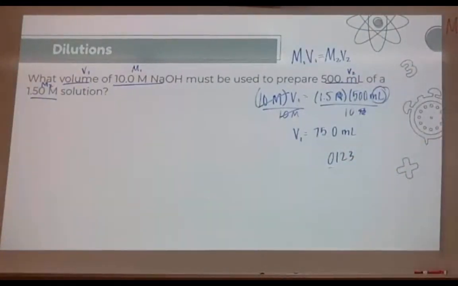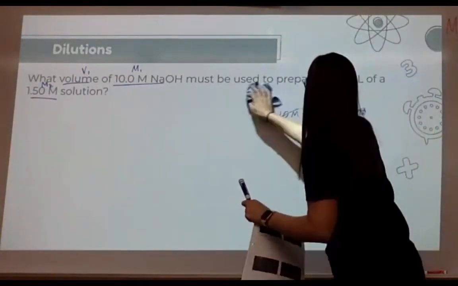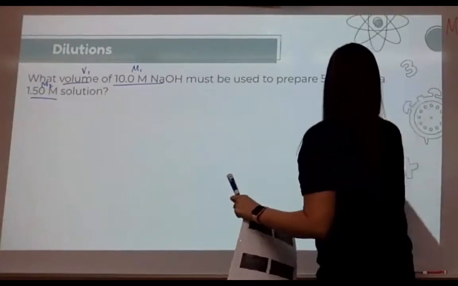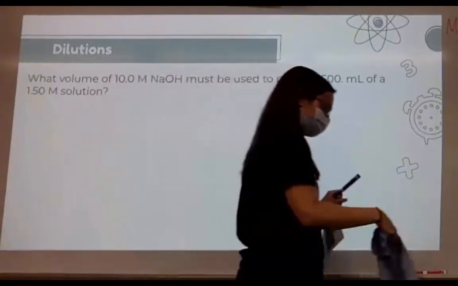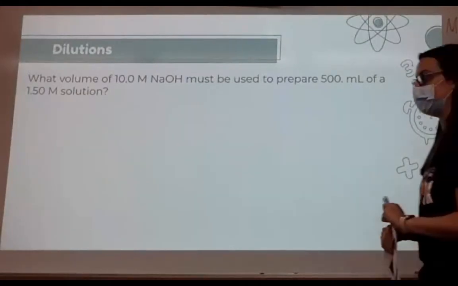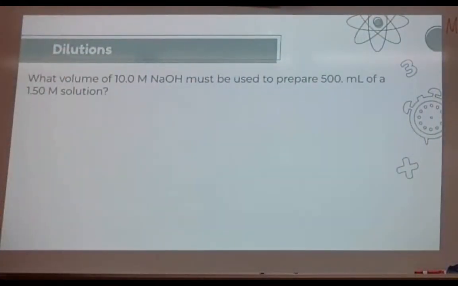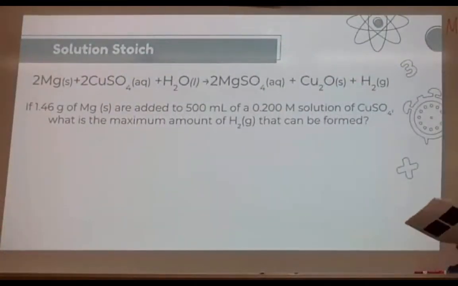So 75.0 milliliters is our volume. If you notice that it's the same substance and you're just changing the concentration, that is a dilution. If it's two different substances, that's not a dilution, that's going to be stoich. So let's get into stoich. This is going to be useful because we didn't get to limiting reactants yesterday. This lets us actually combine stoich with limiting reactants with solutions.